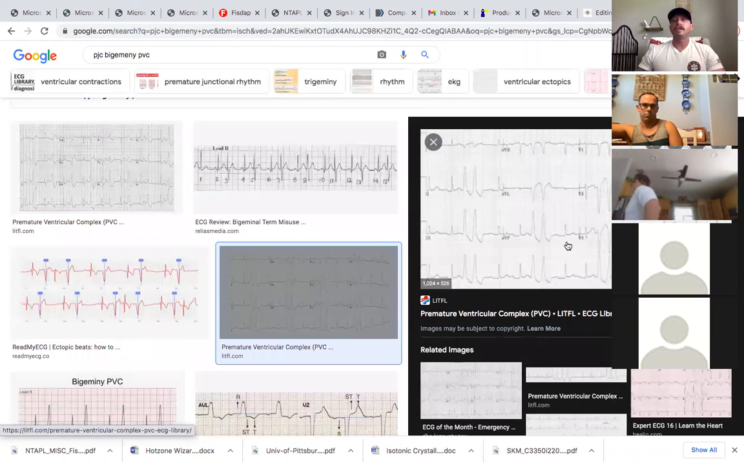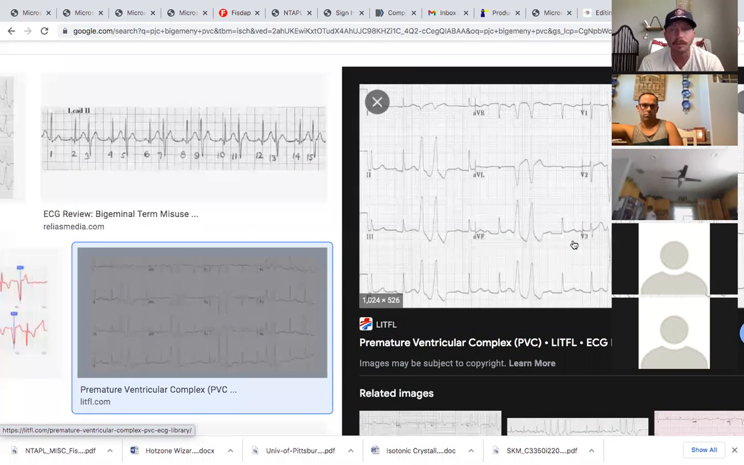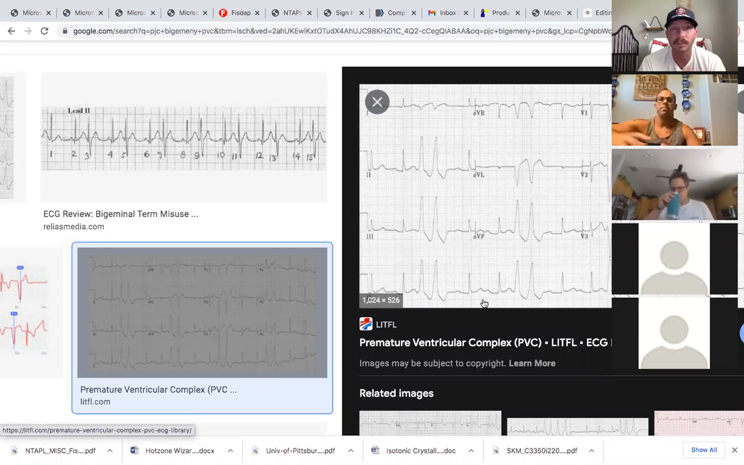With your PVCs, remember we've got multifocal and unifocal PVCs, and that's in relation to the premature ventricular complexes. If they all have the same terminal R waves or terminal S waves, that would be unifocal. If some have a terminal R wave and some have a terminal S wave, that would mean they're multifocal.